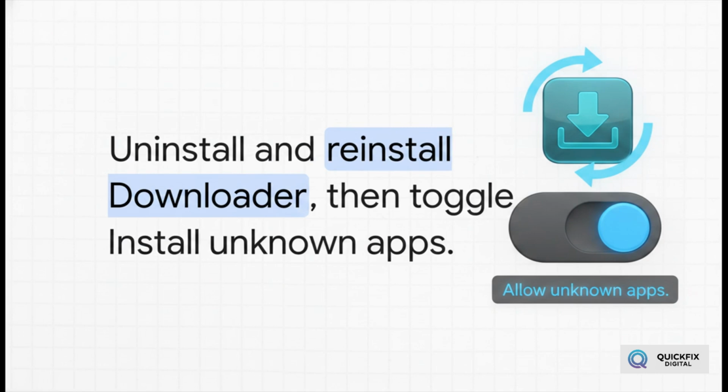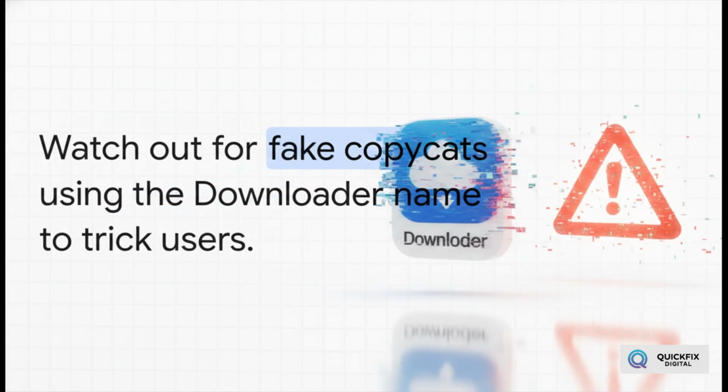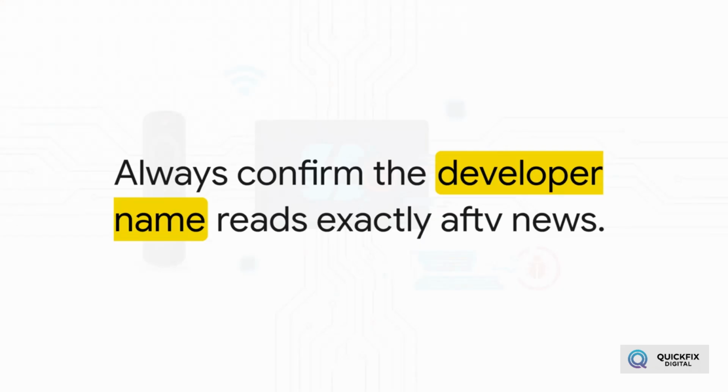Still stuck? Try reinstalling the downloader app entirely. And definitely make sure Install Unknown Apps is toggled on. Also, watch out for fake copycat apps lurking in the store. Those will definitely cause your codes to fail. To avoid those fakes, always check the developer name. It needs to read exactly apt-v news.